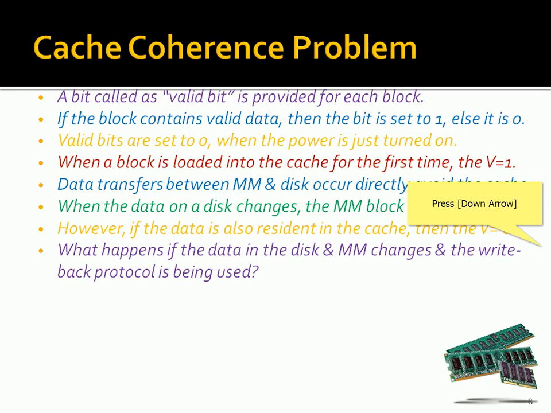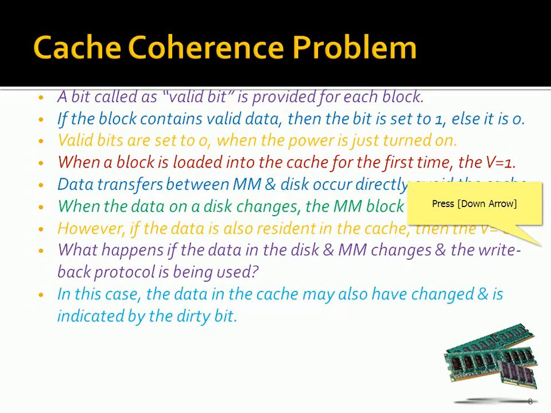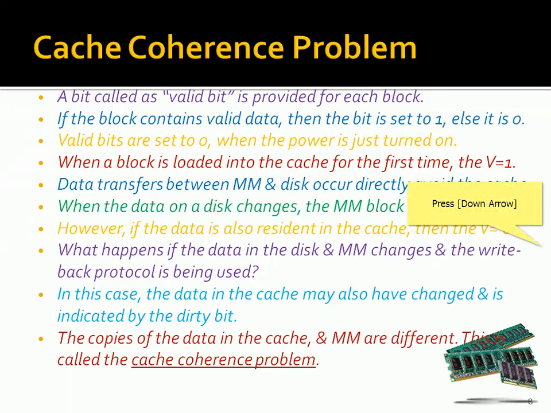What happens if the data on the disk and main memory changes? Say the write back protocol is being used, which avoids the cache, so the dialogue is only between the processor and main memory. In this case, the data in the cache may also have changed, and it is indicated by the dirty bit. So the copies of the data in cache and main memory are different. This is called the cache coherence problem.